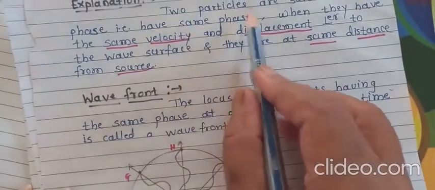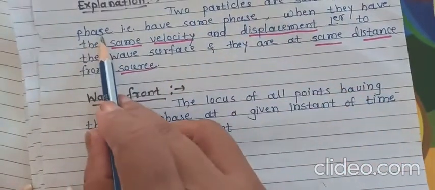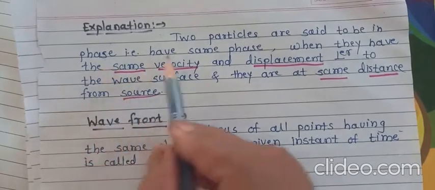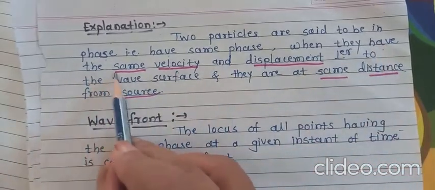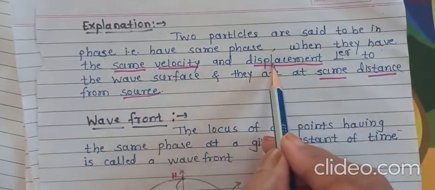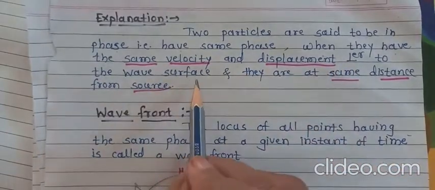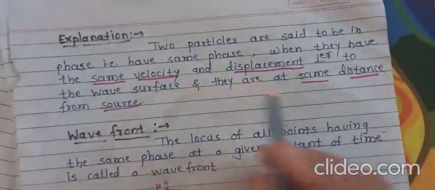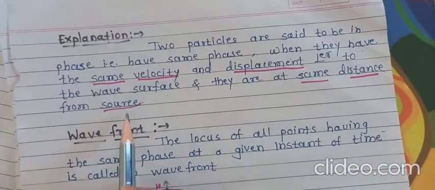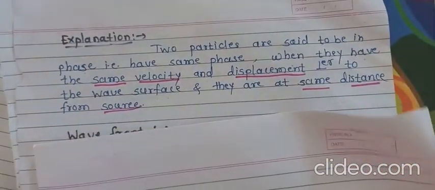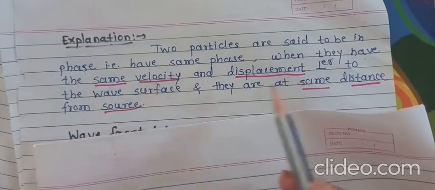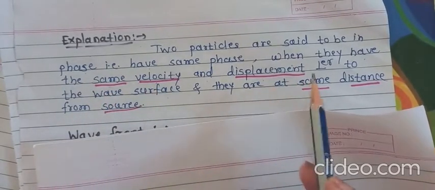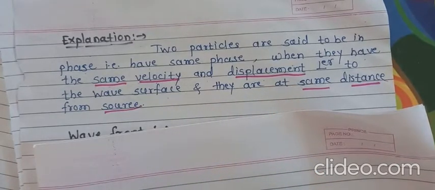Two particles are said to be in phase, that is, have the same phase, when they have the same velocity and displacement perpendicular to the wave surface and they are at the same distance from the source. That is, when two particles are traveling through a medium, these two particles have the same velocity and the same displacement, which is perpendicular to the wave surface.